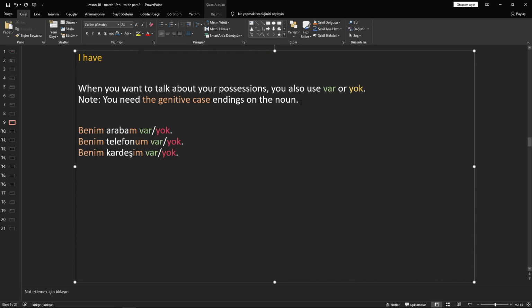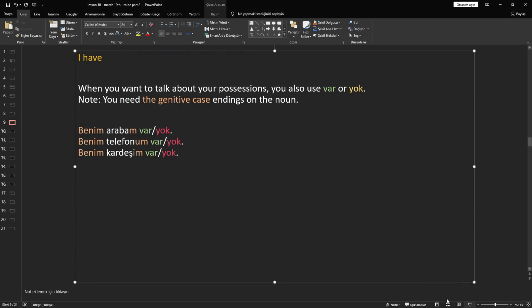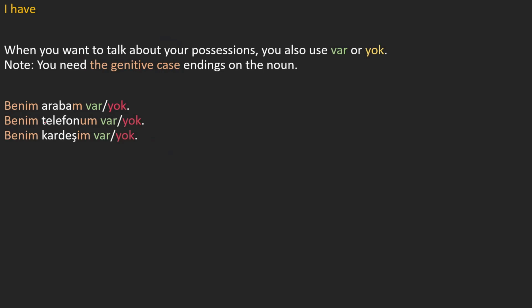So benim arabam var. I have this benim for genitive case. Benim, my, arabam, my car. I want to use my pencil. Benim arabam. So you have this. It shows the possession. Araba belongs to me. So benim arabam var or yok. I have a car, or I don't have a car.